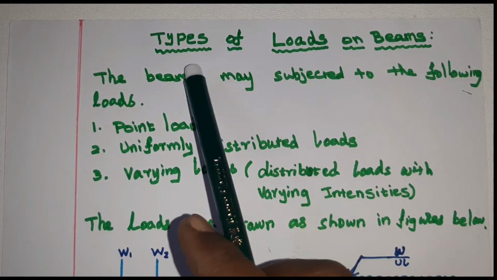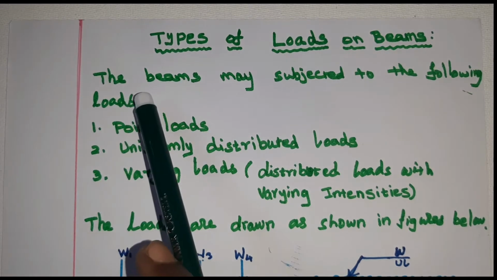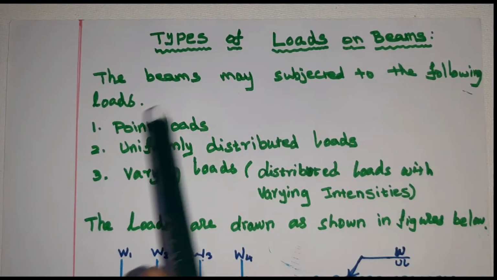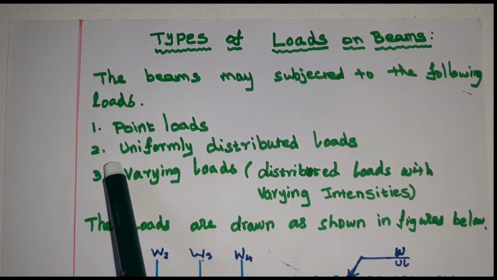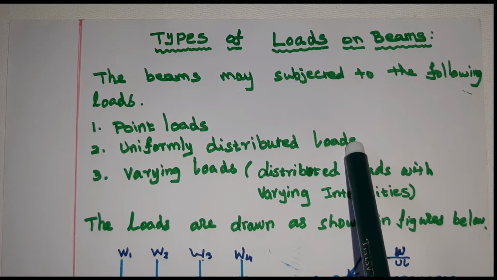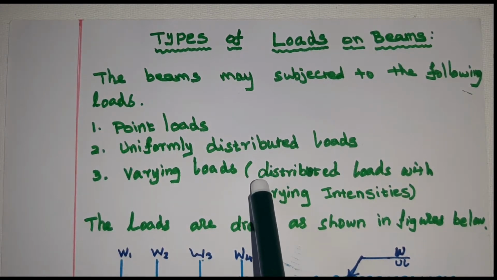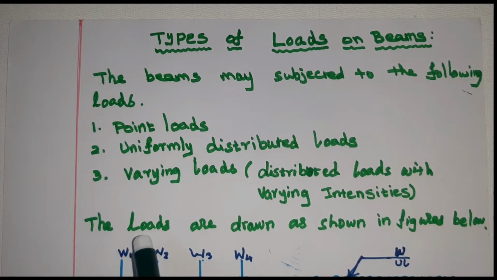Today we are going to see types of loads on beams. The beams may be subjected to the following loads. First one, point loads. Second, uniformly distributed loads. Third, varying loads. The varying loads may be described as distributed load with varying intensities. The loads are drawn as shown in the figure below.